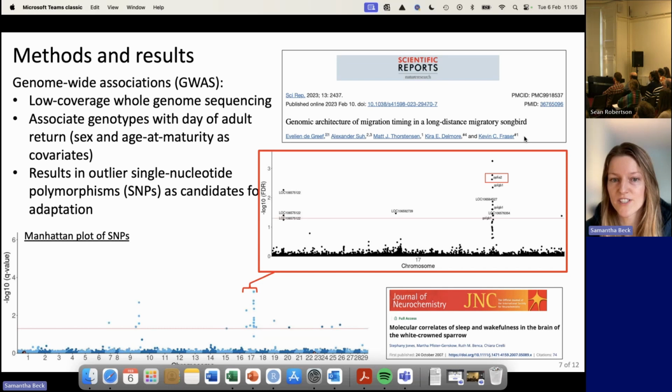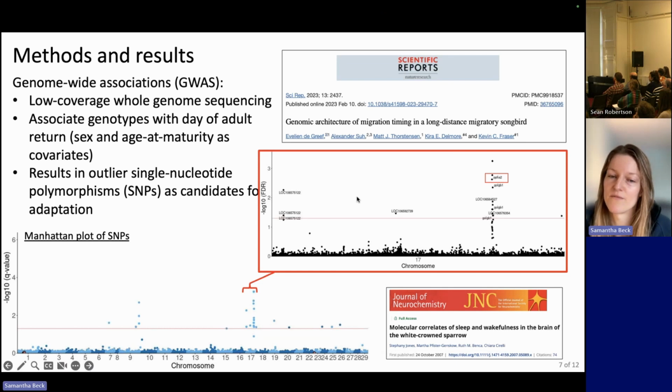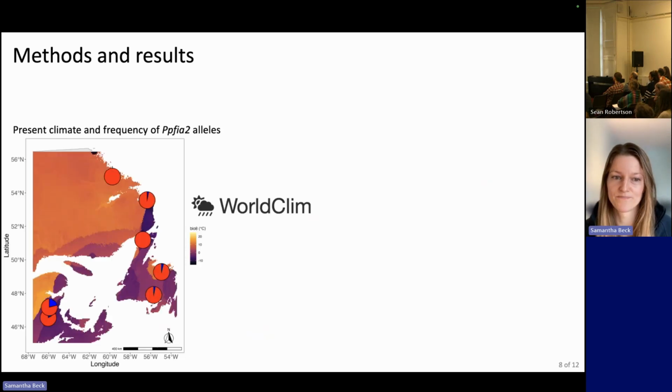And if we look in the literature, we can see that this same gene, PPFI2, has been found associated with migration timing in long-distance migratory songbirds, as well as in sleep and wakefulness in other birds as well. So really interesting gene, but how can we use this to inform conservation planning?